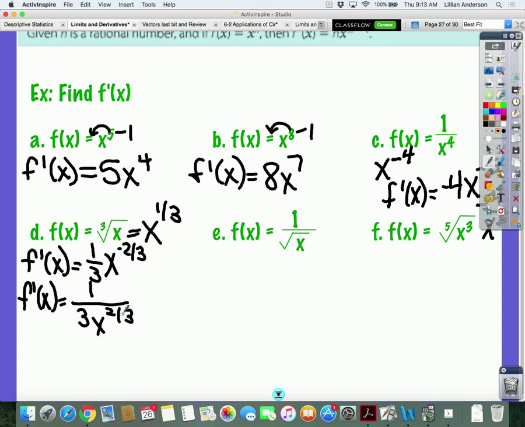Okay? Now you can leave your final answer like this, or if you want to write it back into radical form, that is also acceptable. Remember, your denominator is your root, and your numerator stays with your base. Either one would be acceptable. It would be on the outside of the radical because only the x is being raised to the 2/3. Everybody see that one?